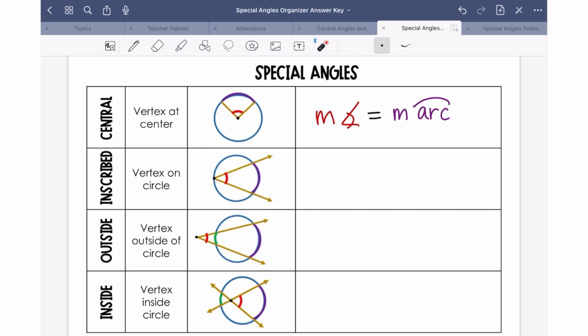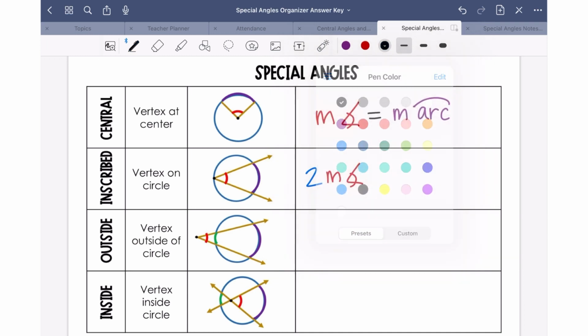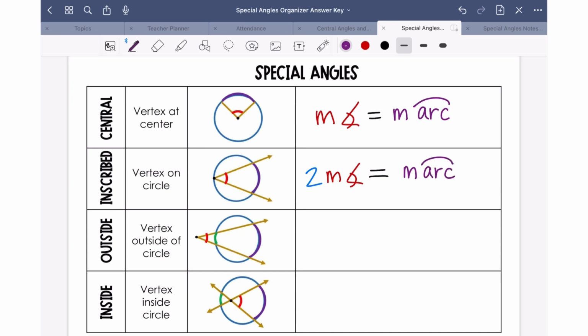So that formula is going to be 2 times the measure of the angle, okay, because remember we have an angle and we have an arc. So 2 times the measure of the angle is equal to the measure of the arc. That is the formula for an inscribed angle that's on the circle. Inscribed. And I have this picture here. See the angle? This is the angle, and this is the arc. So 2 times the angle equals the arc.